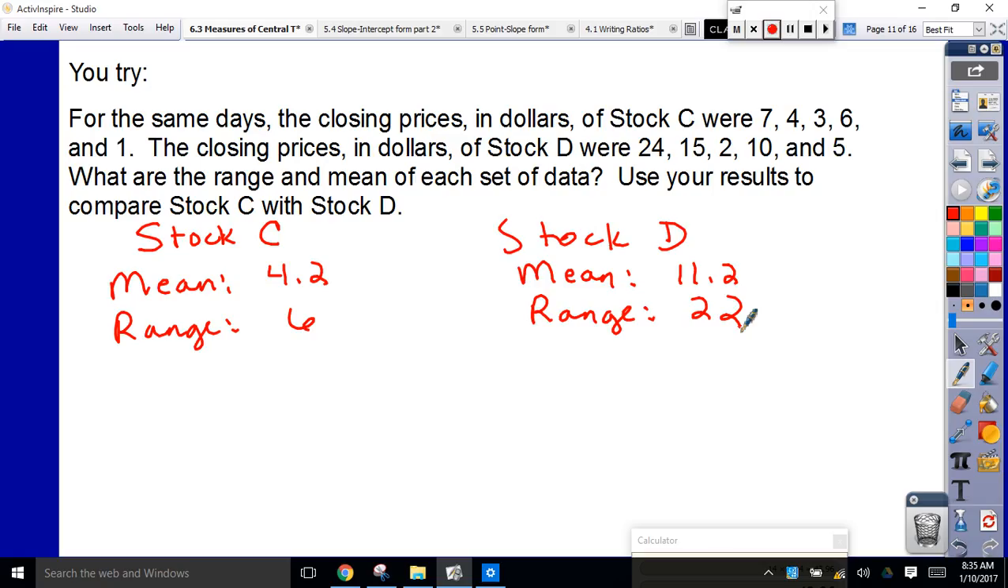So what does that mean in terms of investing? If you were going to invest in a stock, volunteer for this one, what stock would you invest in and why? There's no wrong answer on this. Zan? Okay, why would you invest in stock C?